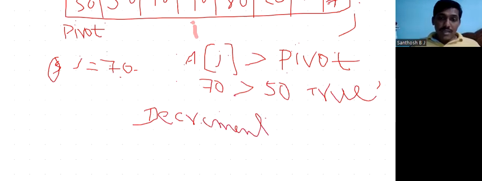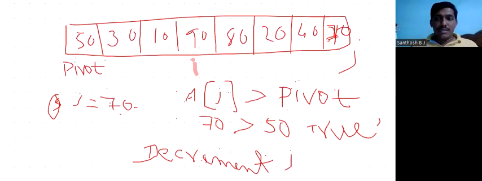If the condition in I, A of I, is true, you increment the I value. After stopping that increment of I, come to J. If your J condition is satisfied, or the condition is true, you don't increment here, you decrement the J value. I think now you completely understood this problem. So decrement J: J was in the 70 place, now it is decremented one step. Now the J value comes to 40. So you delete the previous one. J moves on to the 40th position.